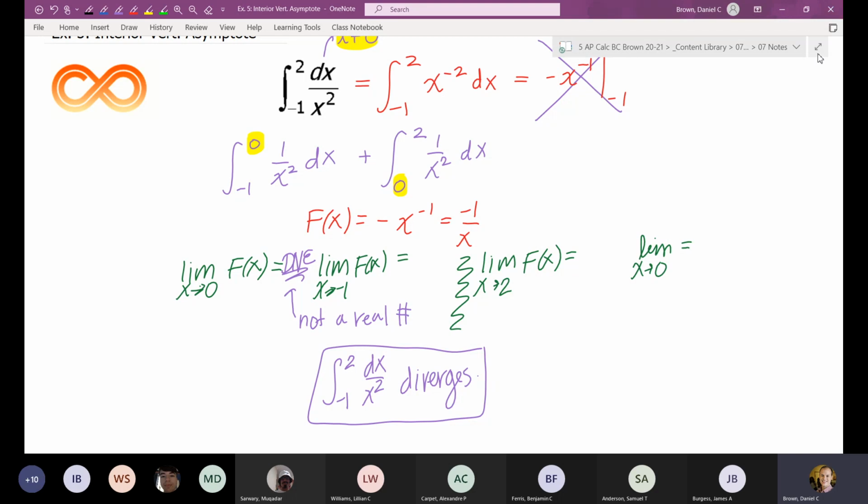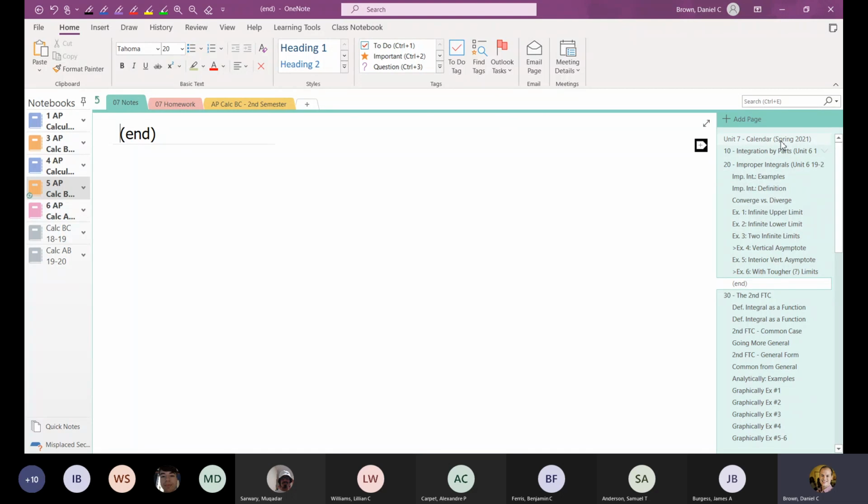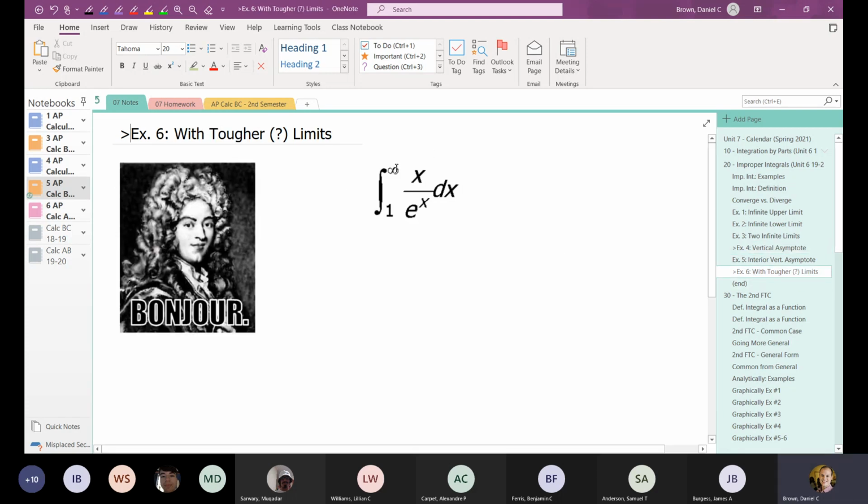All right, so I'm going to stop there for today. I could probably do one more problem, but I don't feel like rushing it and then running out of time. So we'll finish up example 4 and example 6 on Monday. Example 4 is just one where the vertical asymptote is the first limit of integration, but we'll still break it up into 2 limits. And I did one that has a little bit of a tougher limit for us to evaluate. Also a fun one that would use integration by parts.